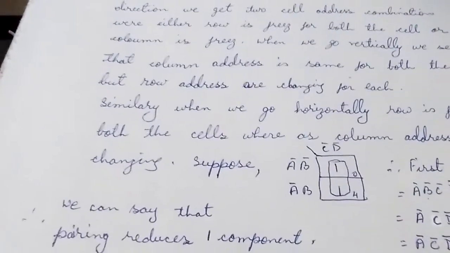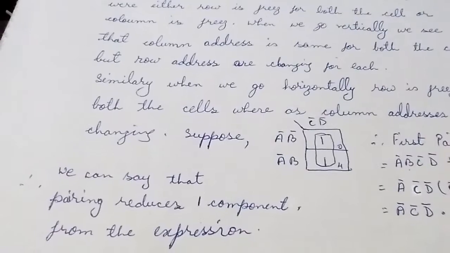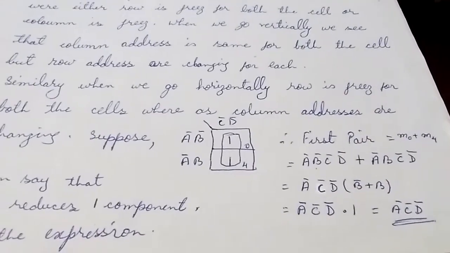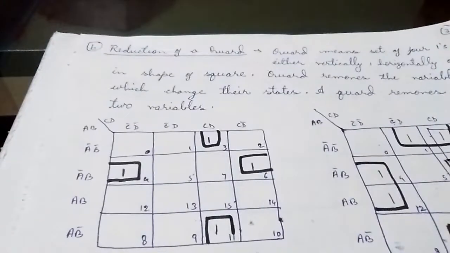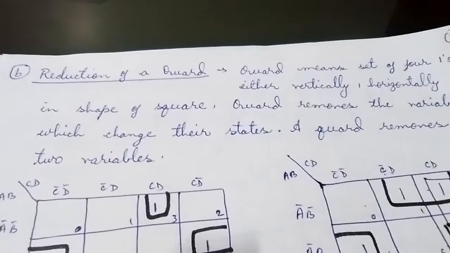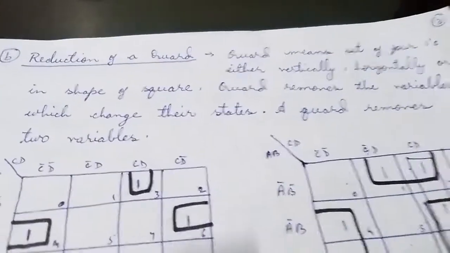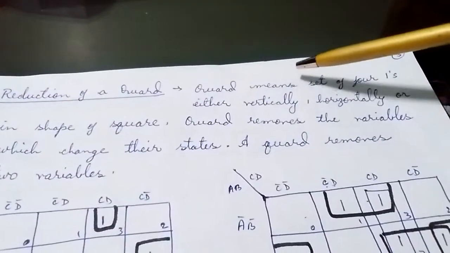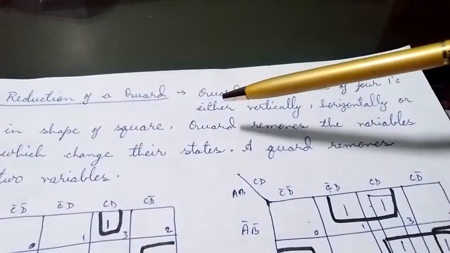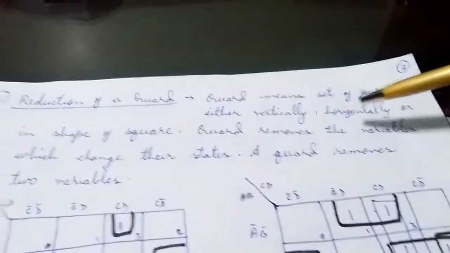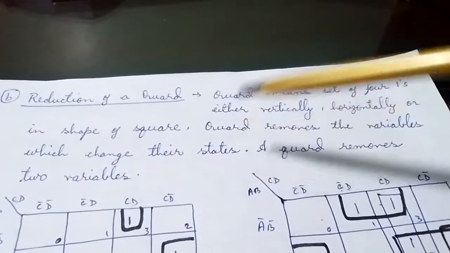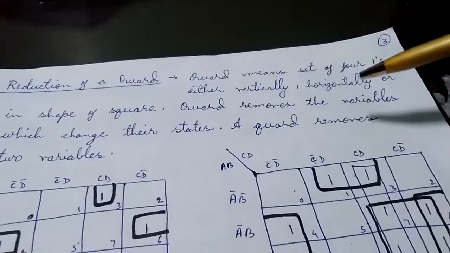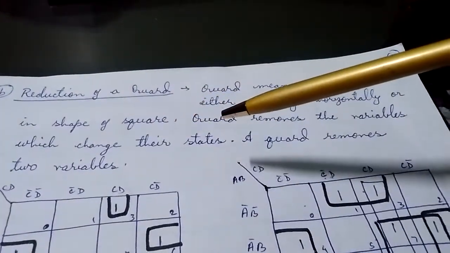So this is also very important to understand that if we pair, then out of the 4 components, one component will be reduced. Let us see the next one, reducing of a quad. If we are getting a quad, then how to reduce it? Quad means a set of 4, either vertically, horizontally or in the shape of a square. A quad removes the variables which change their states, and a quad removes 2 variables.